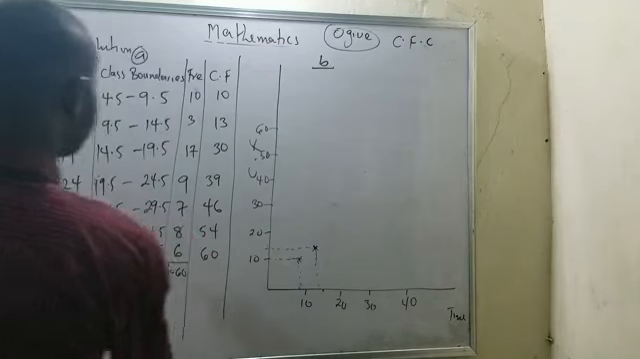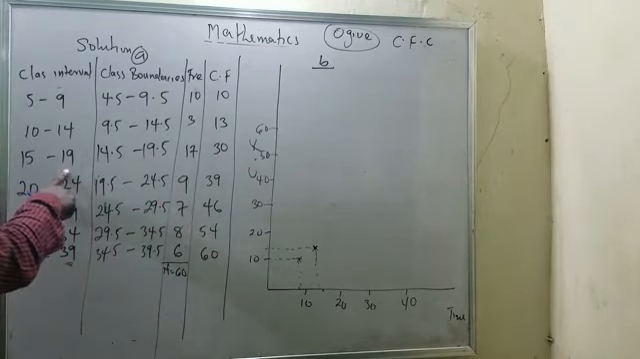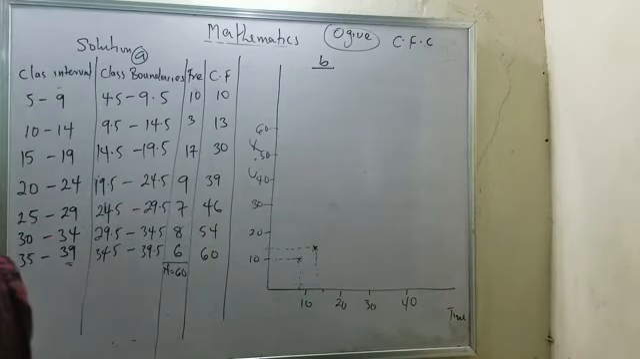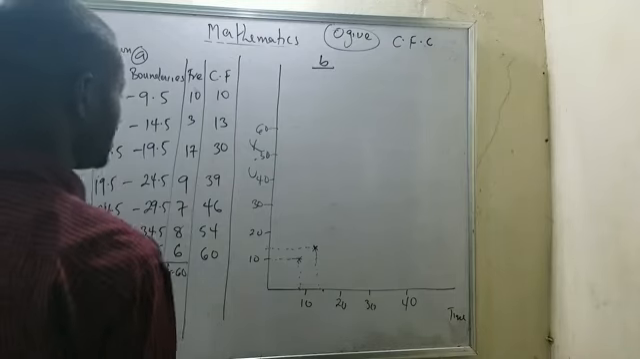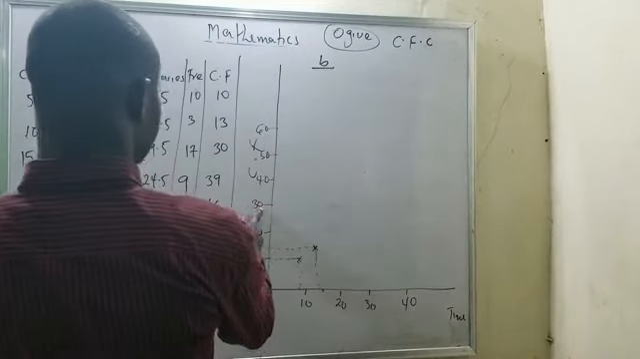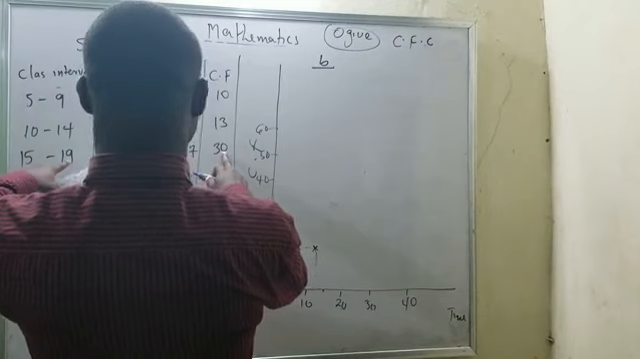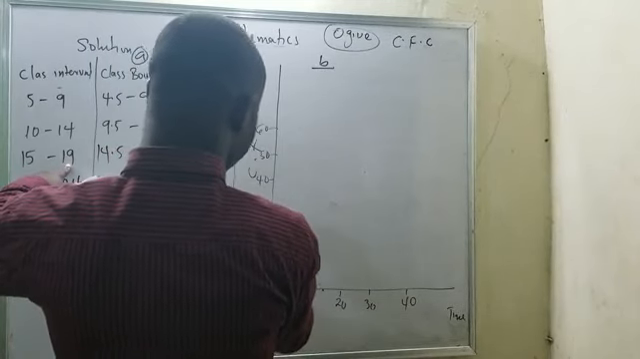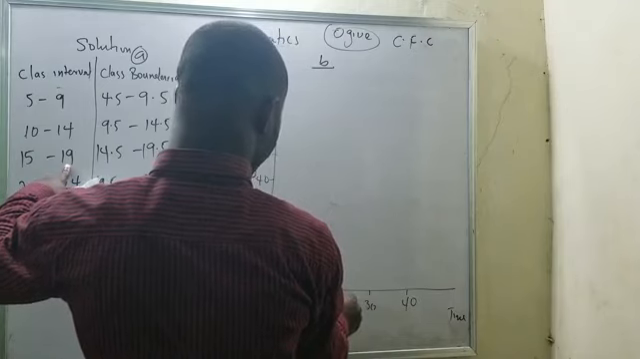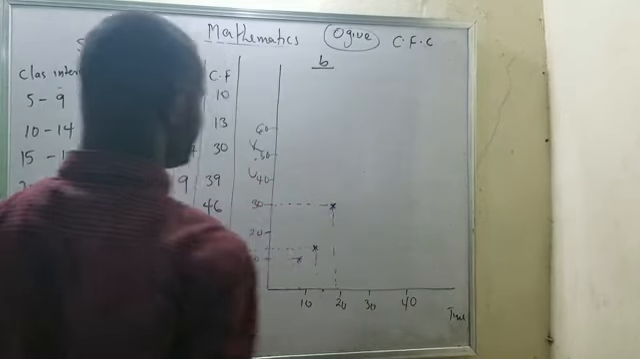Now, the next thing, when you are on 30, this is on 19. We are on 30 and it's on 19. It means we are talking about 30, the time, and cumulative frequency is 19. 19 will be somewhere here, and they will meet at a point. This is where they meet.